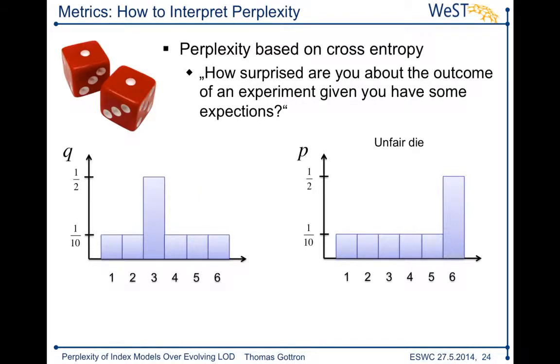Assume you have a model for that die which is actually assuming that the value of 3 has a probability of 50% and all the others are less likely. In this case, you will get a very high perplexity of 8.5 and a normalized perplexity of 1.4, which is above 1, and in this case tells you that basically you would be better off modeling that die using a uniform distribution.